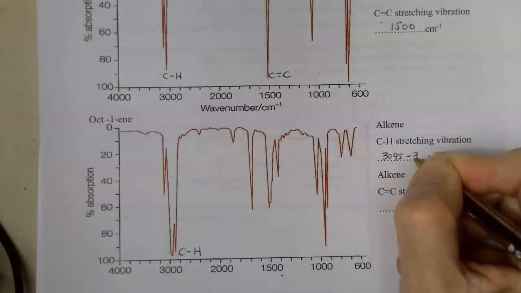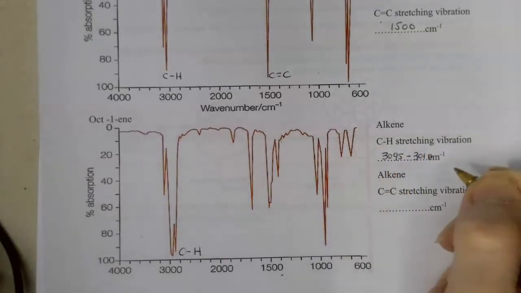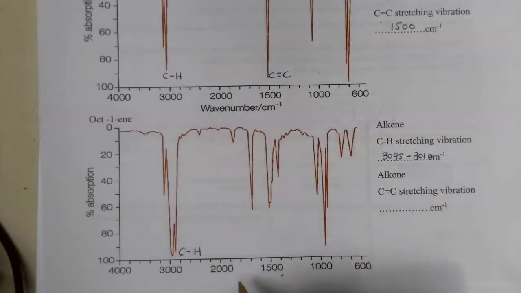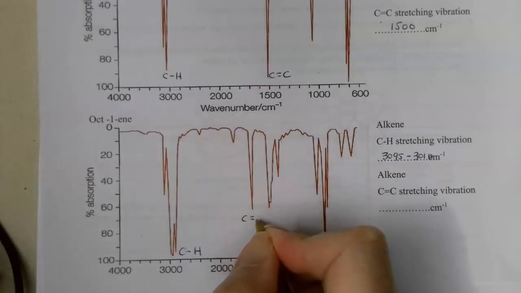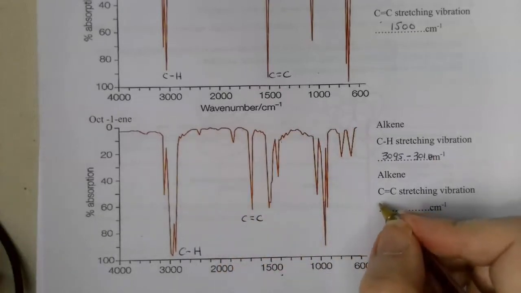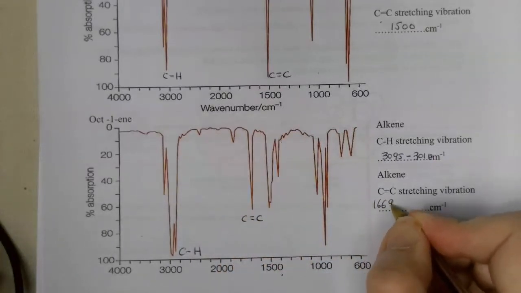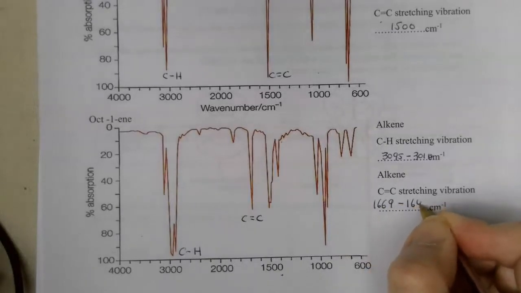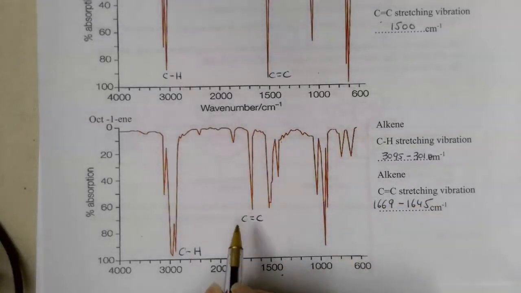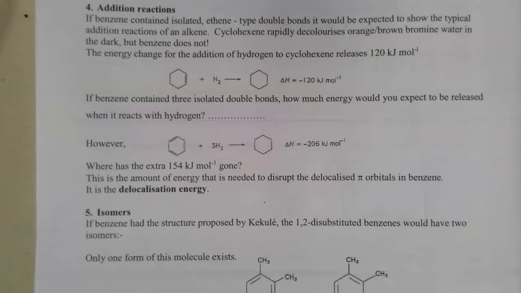3095 to 3010, and it has a C double bond C stretch. Here's my C double bond C, and that's at 1669 to 1645. So it's slightly higher than the C double bond C stretch in the benzene ring. So the next piece of evidence comes from the addition reactions.